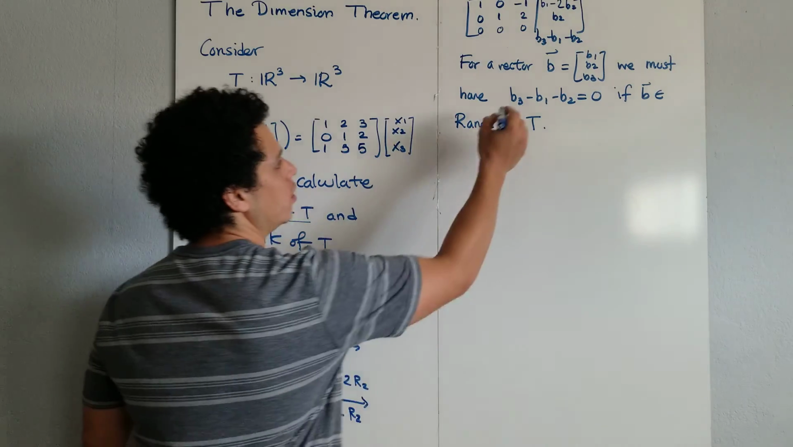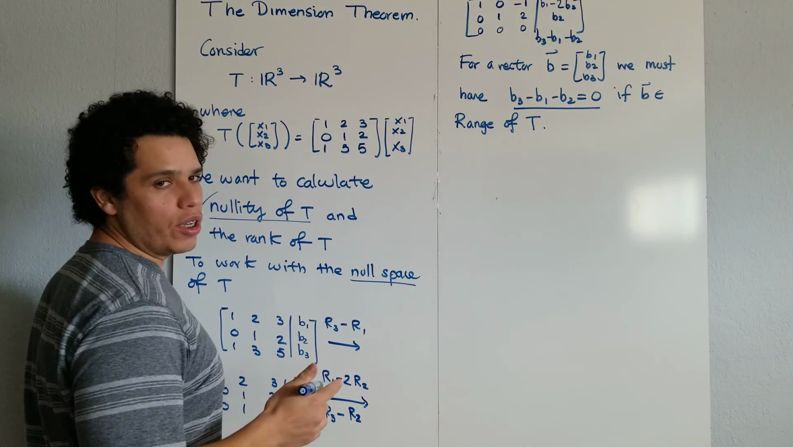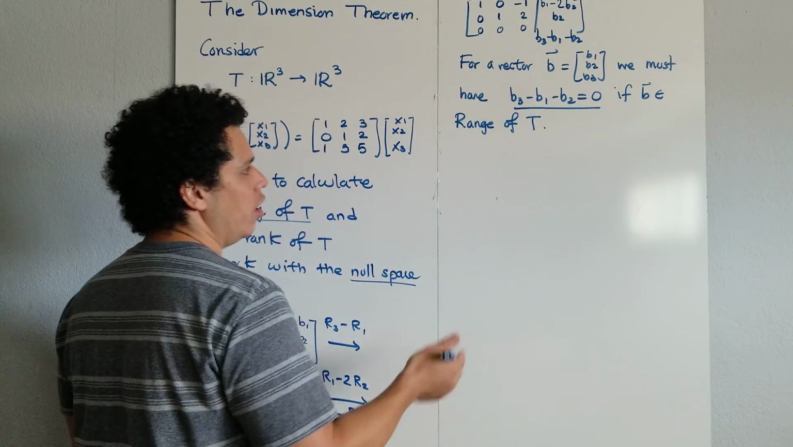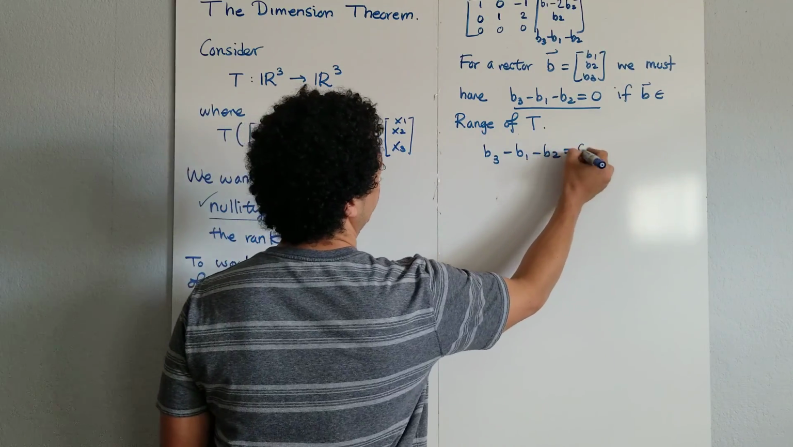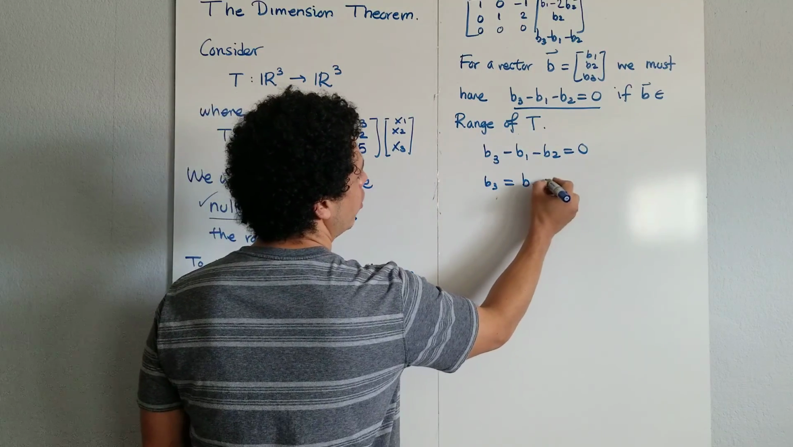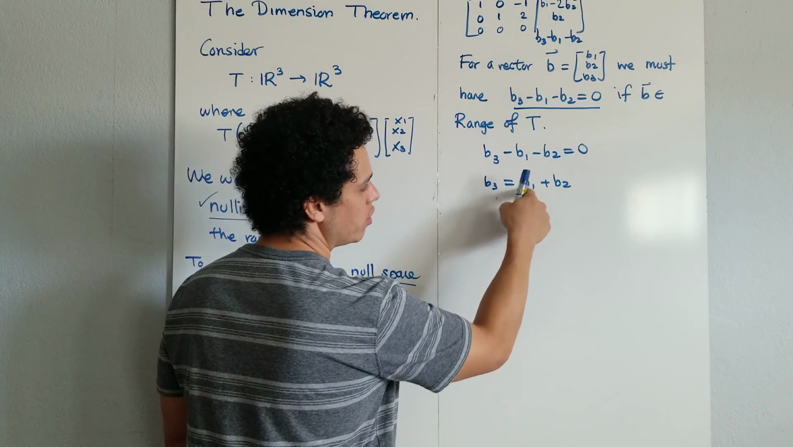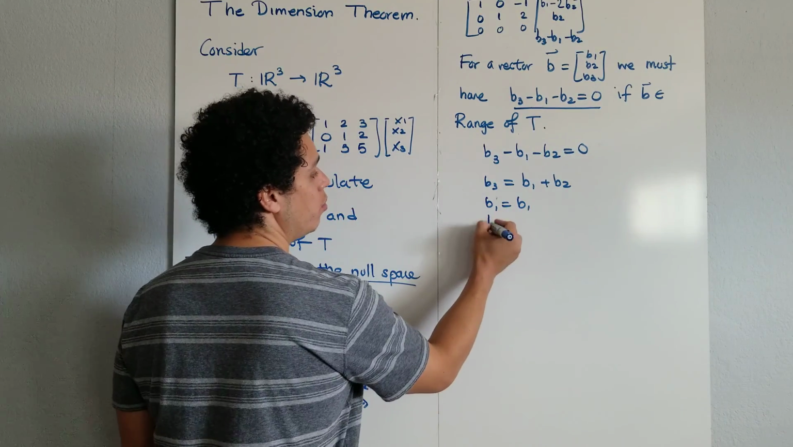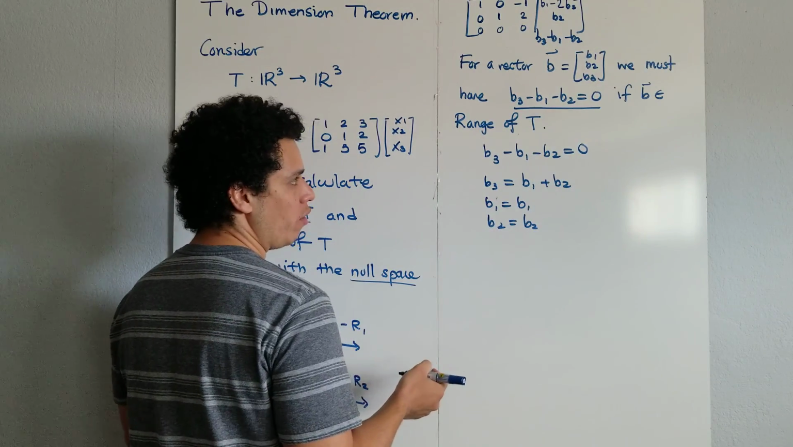Oh, but look, what is it saying? Well, let's examine this equation. It's a homogeneous equation, and well, how many solutions does it have? Let's see. B3 minus B1 minus B2 is equal to 0. So another way of writing this is B3 is equal to B1 plus B2. So now we see a dependency. We have that B3 depends on these two, and B1 only depends on B1. B2 only depends on B2.